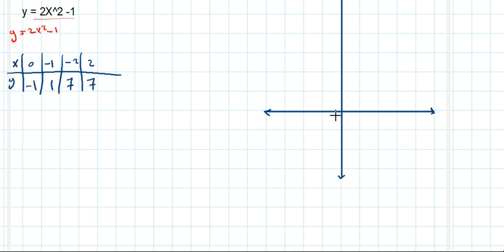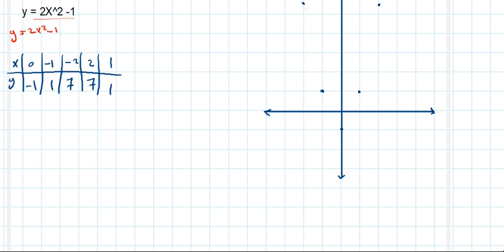So 0 is paired with -1 here, and -1 and 1 as well, 2 minus 1 is 1. So -1 with 1 and 1 with 1. And I have here 2 with 7 and -2 with 7.